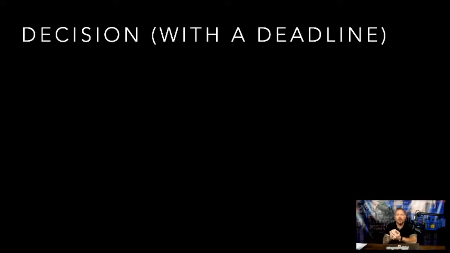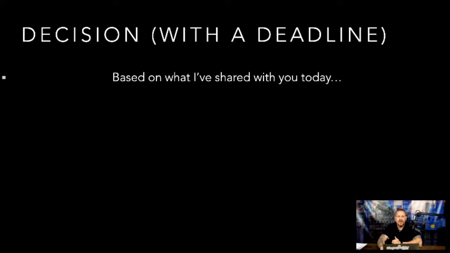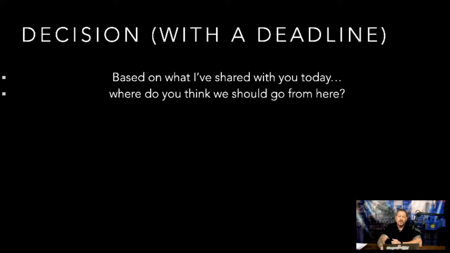We want to make sure that when they make a decision, we can hold them accountable for it and they can hold us accountable for it. And we can make a closing happen, right? So based on what I shared with you today, where do you think we should go from here?